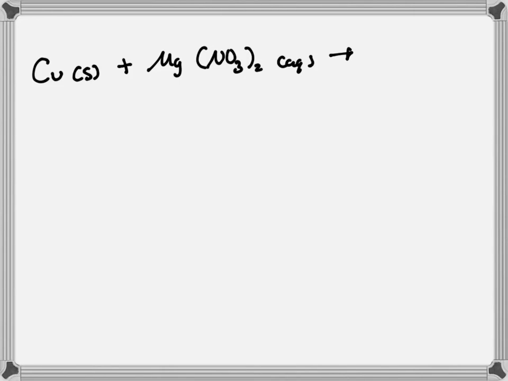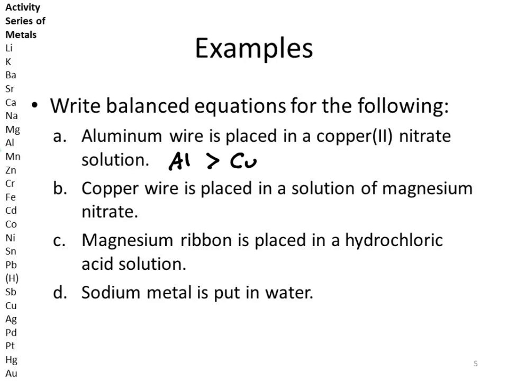Okay, so our next one says that copper wire is placed in a solution of magnesium nitrate. So copper wire, a solution of magnesium nitrate. Okay, so let's go back to our activity series. So here's copper again, and here's magnesium. So magnesium is higher up than copper is, so magnesium is more active than copper.